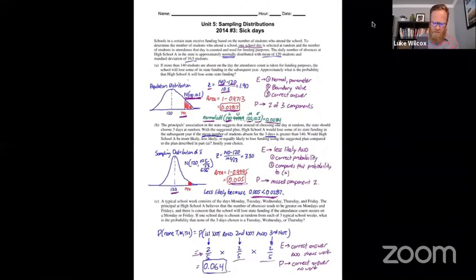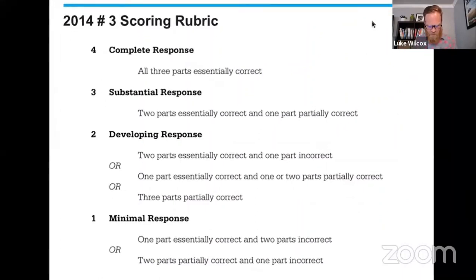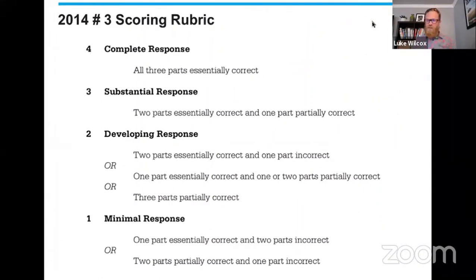So we've got our 3 components there, or our 3 parts that we've graded E, P, or I. We need to now convert that into a score out of 4. And I think that this rubric is going to look very similar to the first 2. All 3 parts essentially correct for a 4, 2 parts essentially correct, and 1 part partial for a 3, and then several different ways of getting a 2, a couple of different ways of getting a 1, and even a possibility of getting 0.